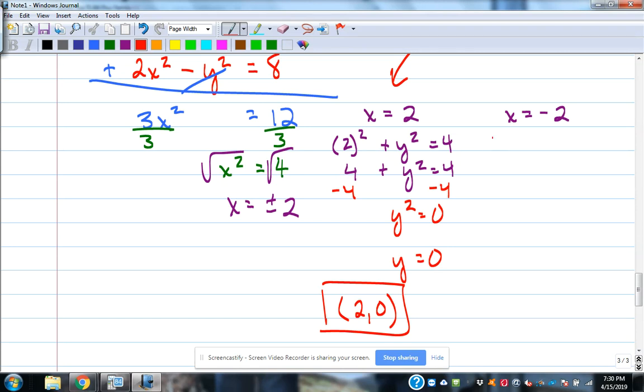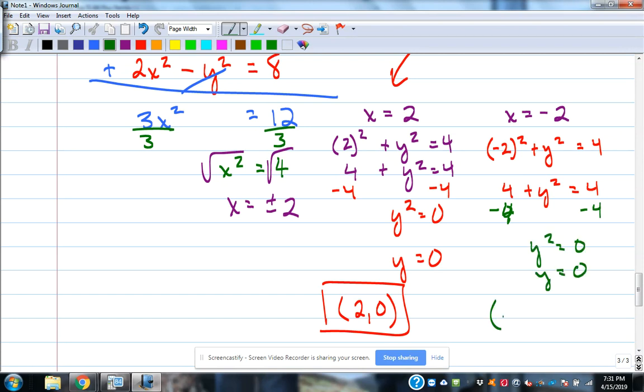Same thing happens here when I plug in negative 2 squared plus y squared equals 4. That's going to be 4 plus y squared. Same thing happens. That's 4. My brain's doing the math first. So y is equal to 0 again. So we have negative 2, 0 is also an answer to that. 2, 0 and negative 2, 0 are answers to that. And those are the two answers.